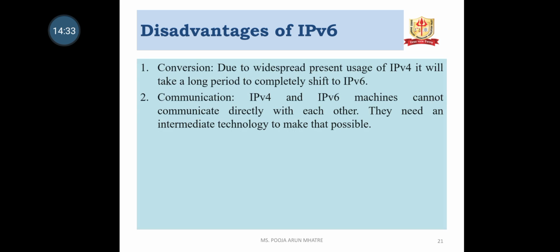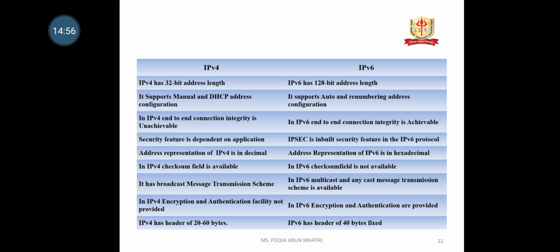Disadvantages of IPv6: conversion and communication. Conversion: due to the widespread present use of IPv4, it will take a long period to completely shift to IPv6. Communication: IPv4 and IPv6 machines cannot communicate directly with each other. They need an intermediate technology to make that possible.